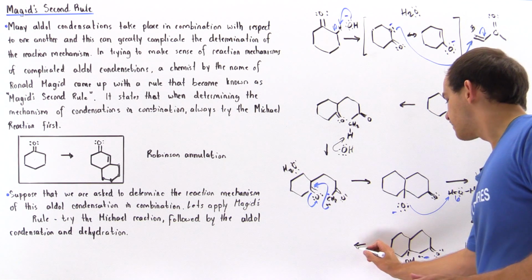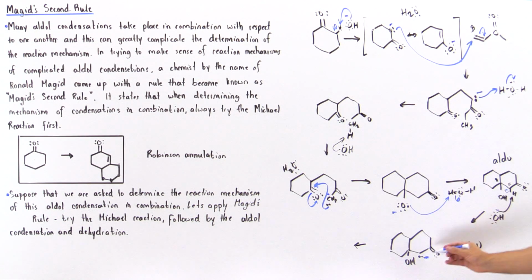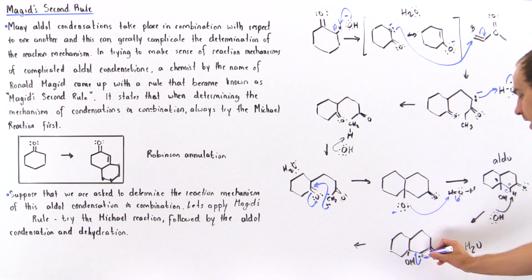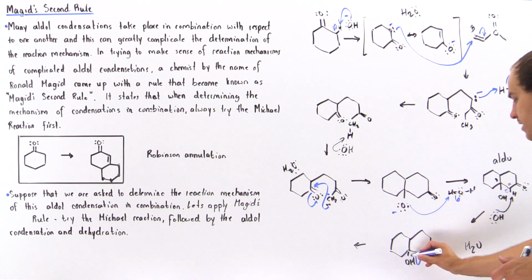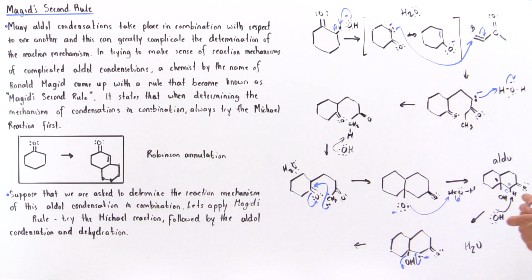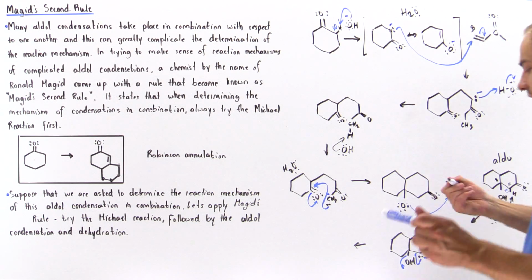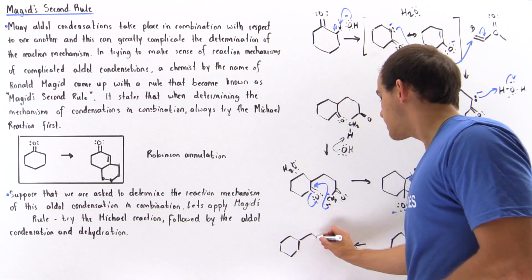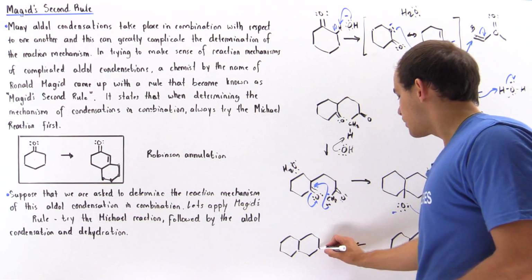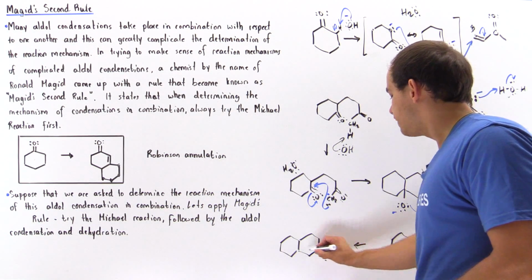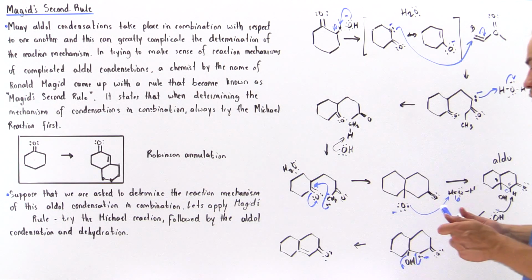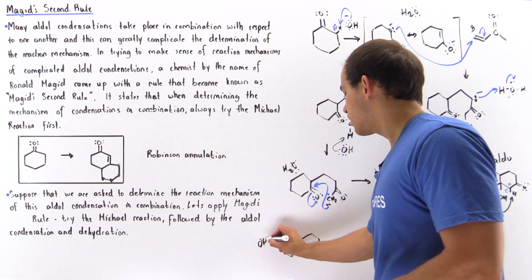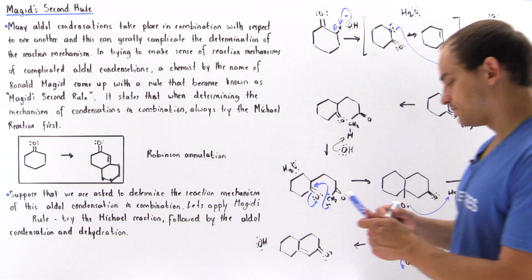In the next step, in the final step, we have these lone pair of electrons basically act to form a bond between this carbon, and that kicks off this hydroxide group under high temperatures, and we form a double bond between those two carbons. And this basically concludes our reaction mechanism because we formed the molecule that we were looking to form in the first place, and of course, we regenerate our catalytic base.